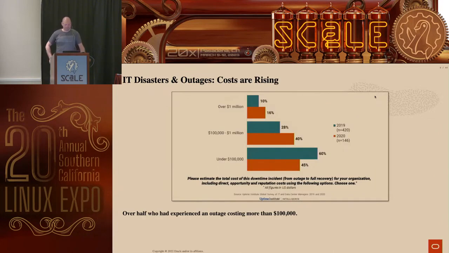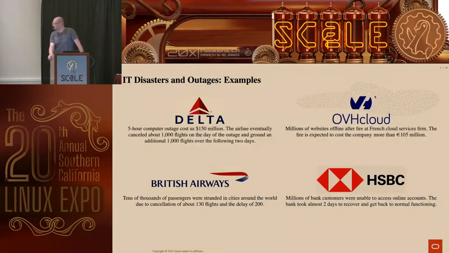Now, in terms of disaster recovery costs, when there's an outage, the costs of that are rising over time. So if you compare 2019 versus 2020, there are a rising amount of companies losing more and more money. Now, some examples. Delta had a 5-hour outage a couple of years ago, and that cost them 150 million. OVH Cloud, I think it was in France or in Germany, there was a fire, and that caused a lot of downtime, causing more than 105 million lost. That's kind of the expected.